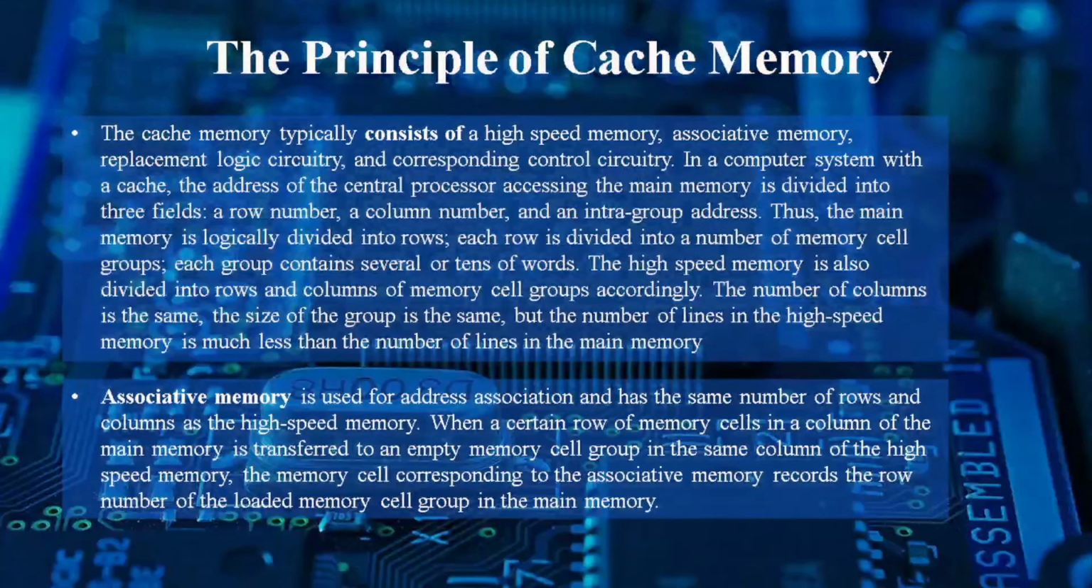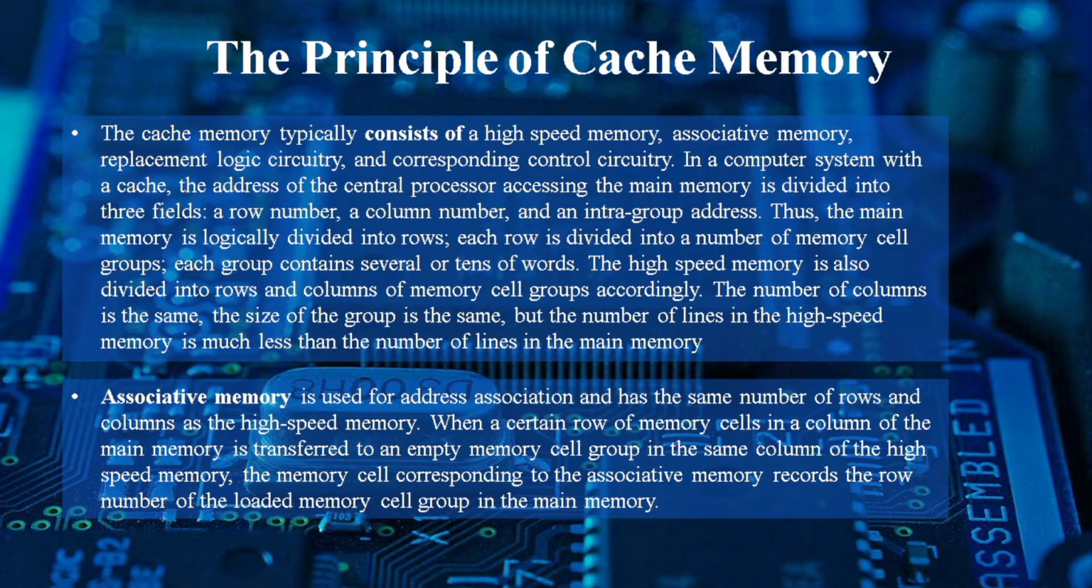And the next here is the principle of cache memory. The cache memory typically consists of high-speed memory, associative memory, replacement logic circuitry, and corresponding control circuitry. In a computer system with a cache, the address of the central processor accessing the main memory is divided into three fields: a row number, a column number, and an intra-group address.